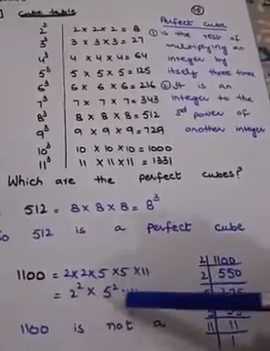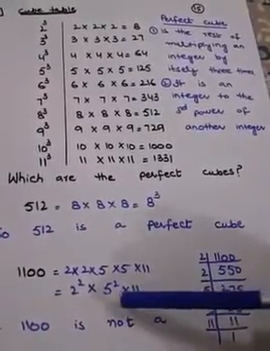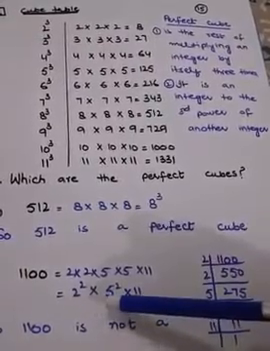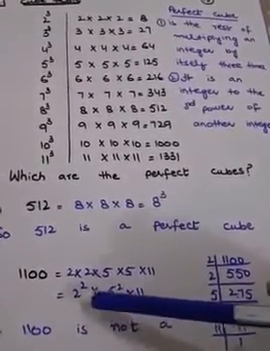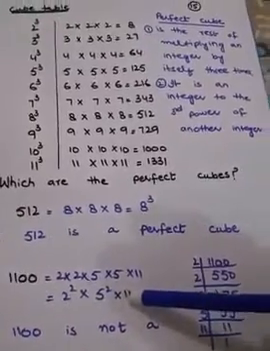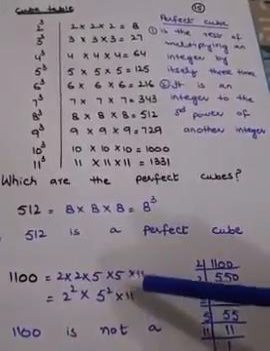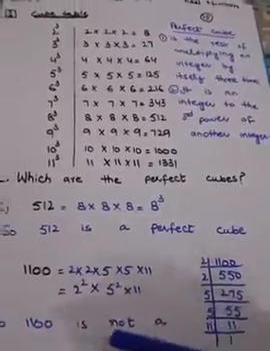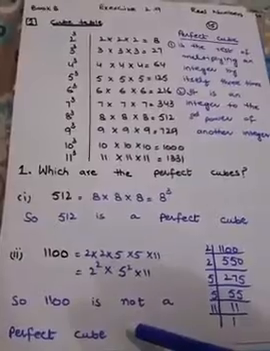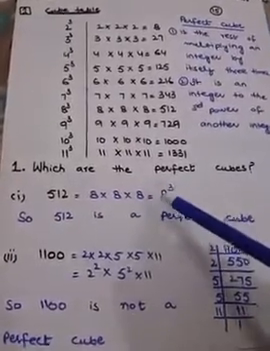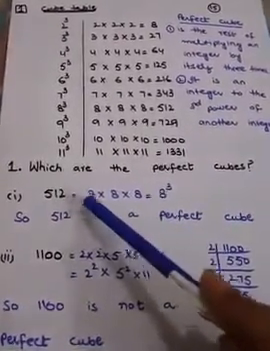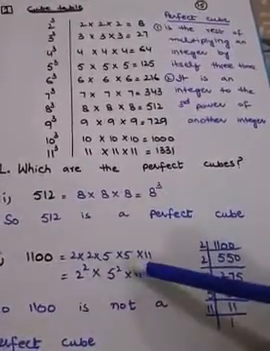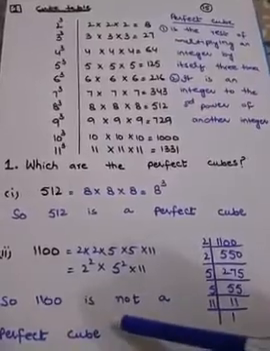So these two numbers are in the form of squares and 11 is alone. They are not the result of multiplying an integer by itself 3 times. This is 2 times, this is 2 times and this is 1 time. Or it is not an integer to the third power of another integer. So 1100 is not a perfect cube. Okay girls, are you clear? This is the third power of 8, that's why 512 is a perfect cube. Here 1100 is not a third power of another integer, that's why 1100 is not a perfect cube.